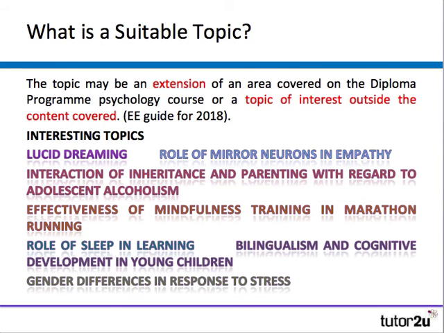So, what is a suitable topic? Here are some examples. Lucid dreaming is a topic that one of my students came up with, and I told him he couldn't do it until he'd proved to me it wasn't pop psychology, and there were peer-reviewed articles in recognised psychology journals about it. He proved that to me. He got a B. He did a very good extended essay on it.